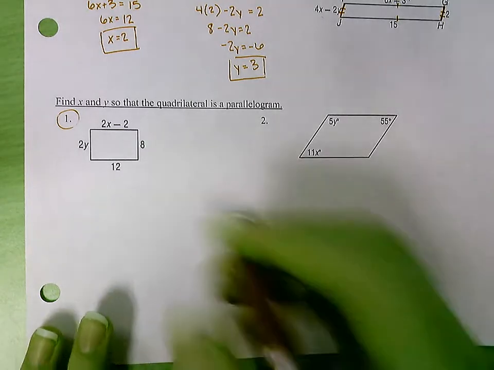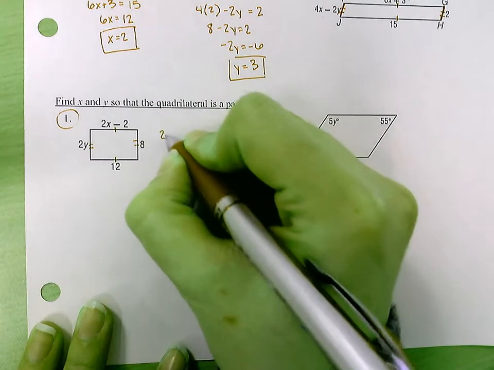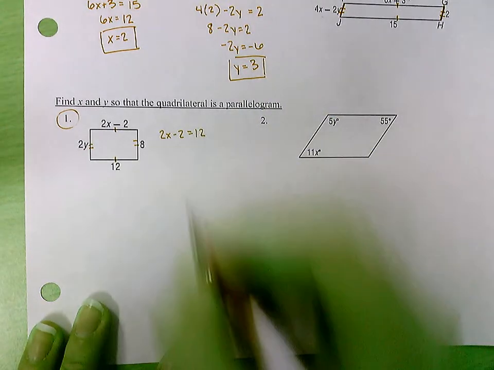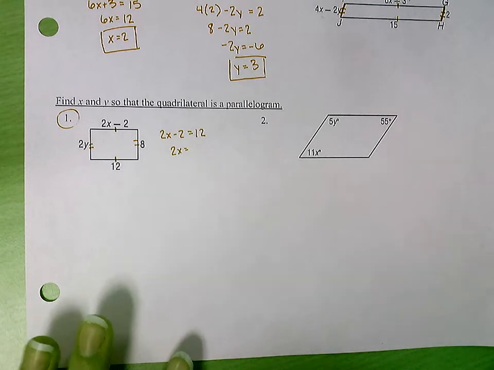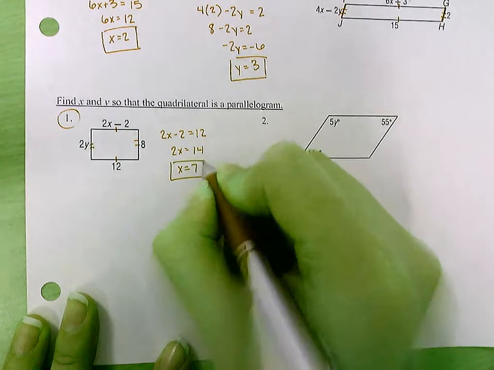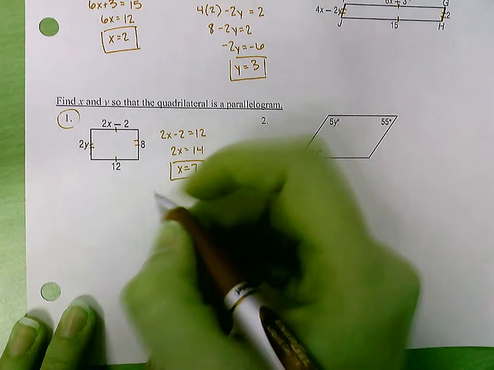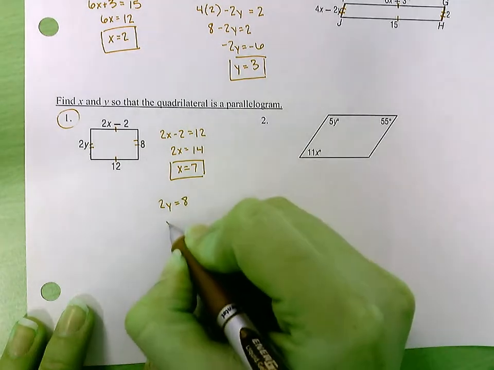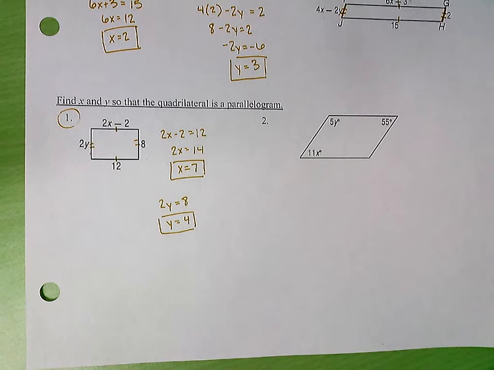So for this to be a parallelogram, we have to make sure our opposite sides are congruent. So I can set 2x minus 2 equal to 12. So I have 2x is equal to 14. So x is 7. My other opposite sides here have to be equal. So we have 2y equals 8. So y will equal 4. Okay, so I have x is 7, y is 4. If I were to plug those in, your opposite sides would be congruent, and yes, that would make a parallelogram.